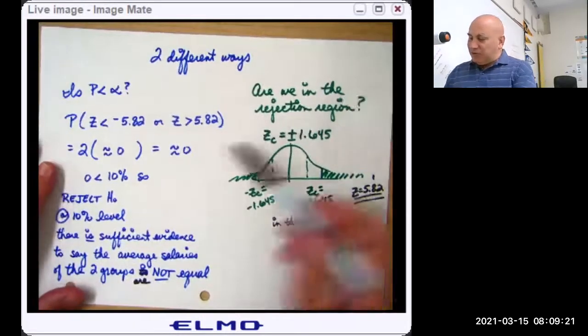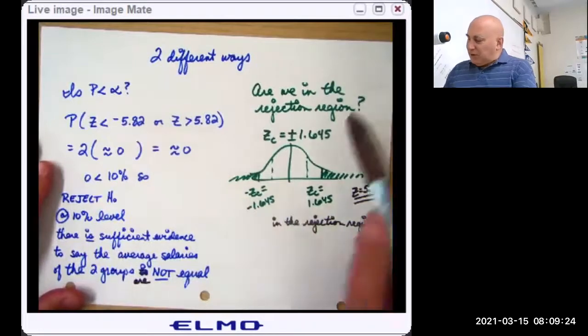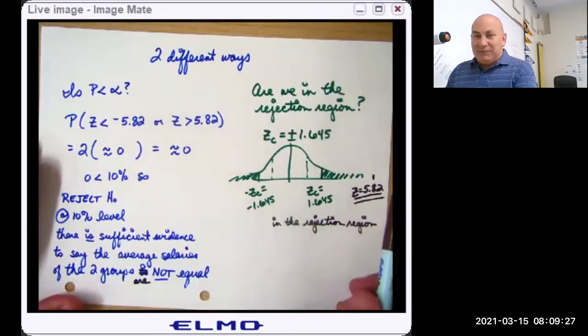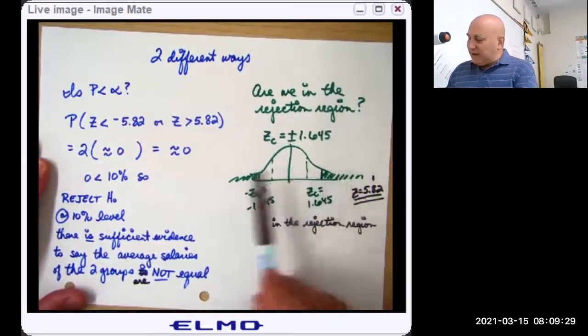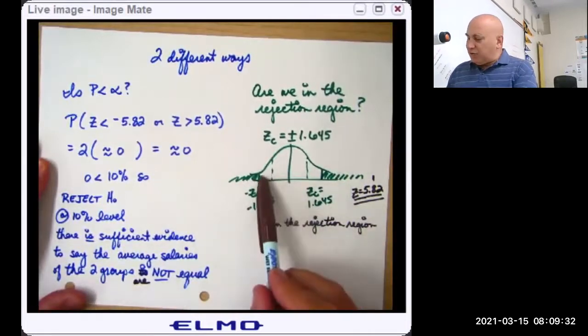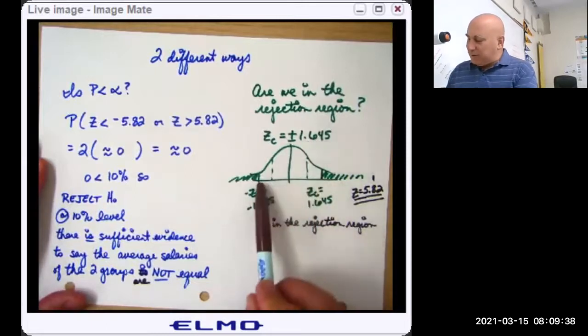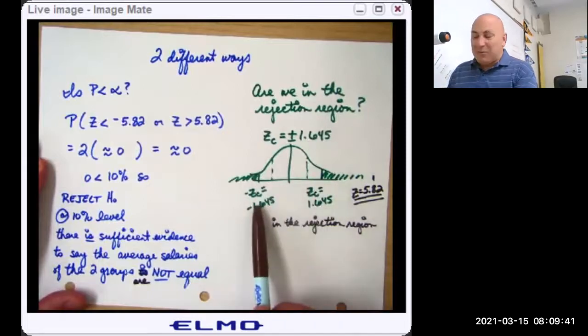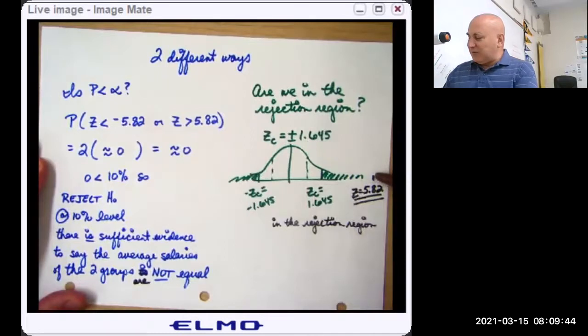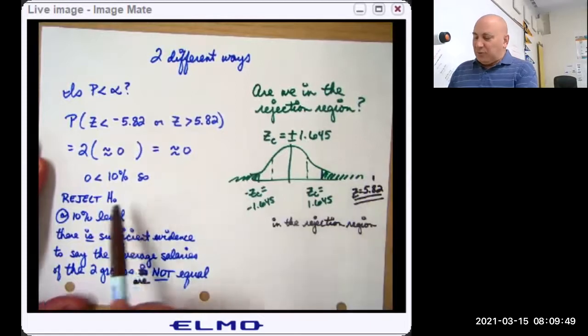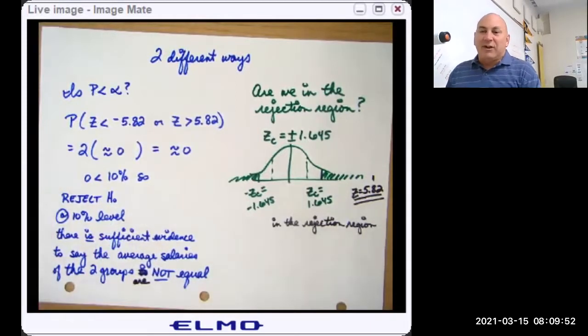So are we in the rejection region? This is our p-value method. So if I have a 10% alpha, that means these two areas together have to add up to 10%, which means 90% in the middle. And we can know that our z critical value is 1.645 plus or minus. Well, our z statistic was 5.82, so we are very much in this rejection region. So we reject the null at the 10% level and conclude that there is sufficient evidence to support the alternative, which is that the two average salaries are different.